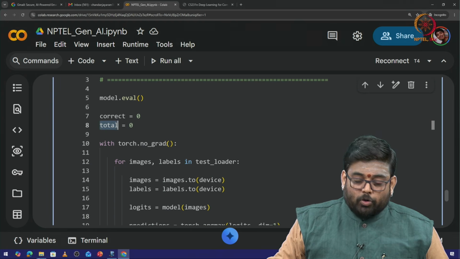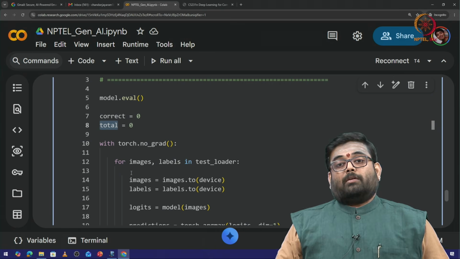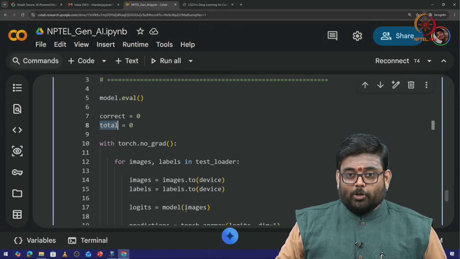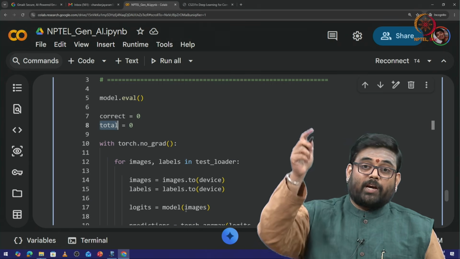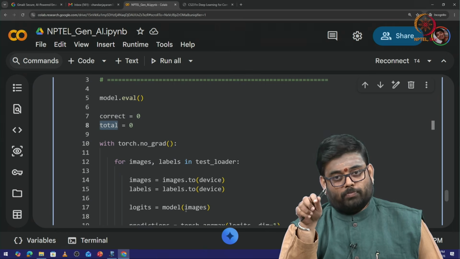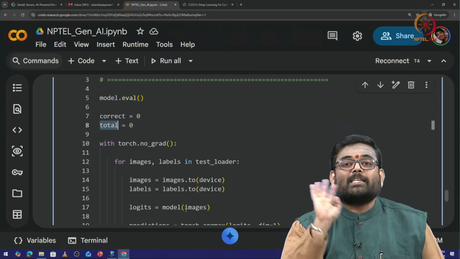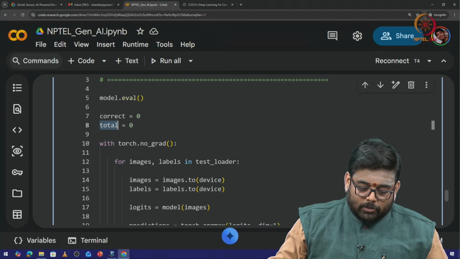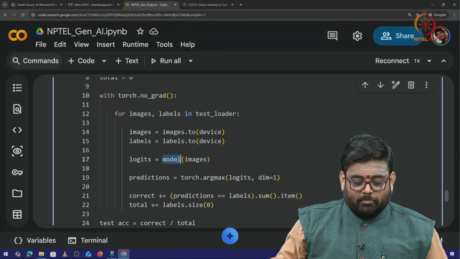With torch.no_grad, whatever is inside this block will not involve any gradient computation. Again, you do not need to do it for multiple epochs. Evaluation is only done on the test set once. That is the reason why, while creating the data loaders, you did not give shuffle equal to true. You can, but we made shuffle equal to false, which is perfectly fine, though not necessary. Always first port the images onto the device, then perform the forward pass and you get the logits.